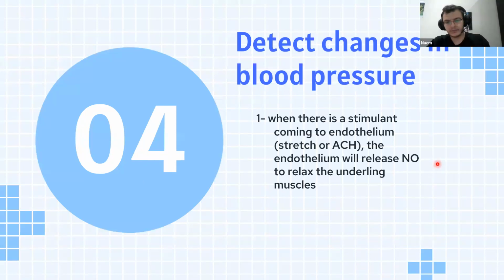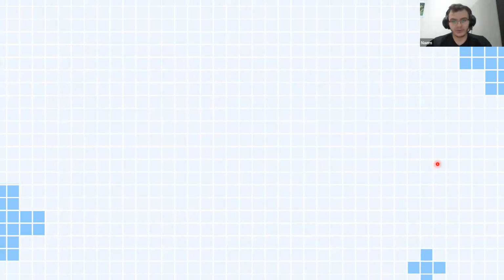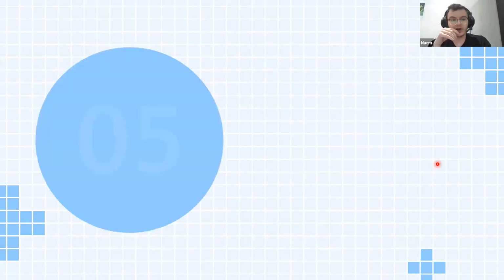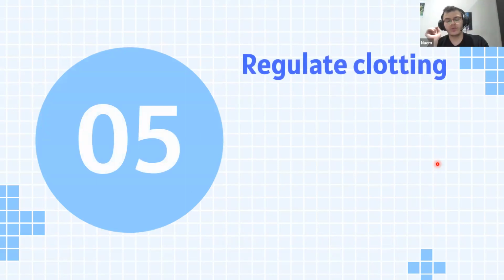Okay. Now we're done with the fourth point. It was a very quick one. Let's now talk about the fifth function, which is regulating clotting.